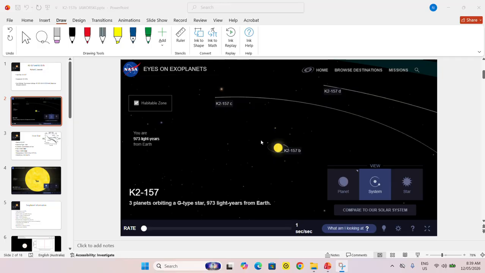So here's a diagram of the system. We have the host star K2-157 and K2-157b orbits very, very close to its parent star. Its siblings, the two Neptune-like planets, K2-157c and K2-157d, orbit further out. Now, K2-157 is a G-type star, a Sun-type star, located 973 light years from the Earth.